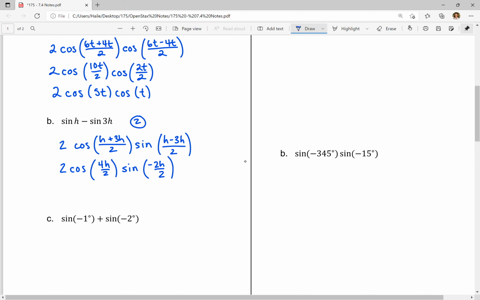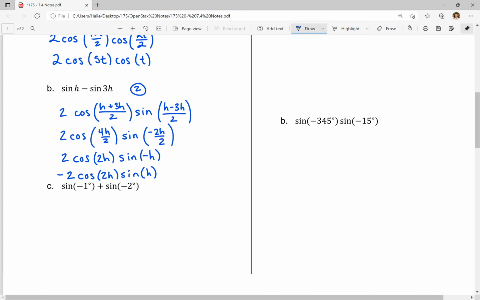And if we keep simplifying, we just have 2 cosine of 2h times sine of negative h. So now here, this is almost simplified, but notice that we still have a negative sign inside of the sine function. So what we can do to simplify this a little further is take that negative sign and move it out front, since sine is an odd function. So we can just say that this is negative 2 cosine of 2h sine of positive h. Okay, so that's the simplest form of example B.